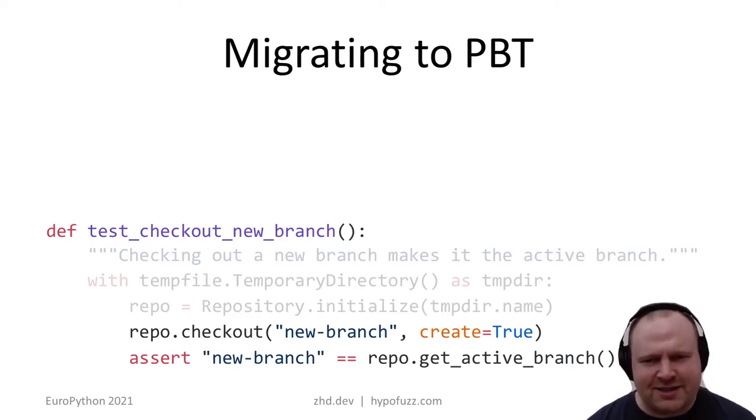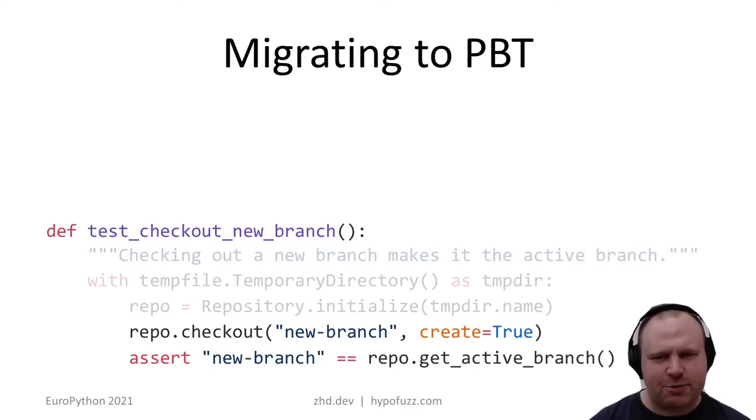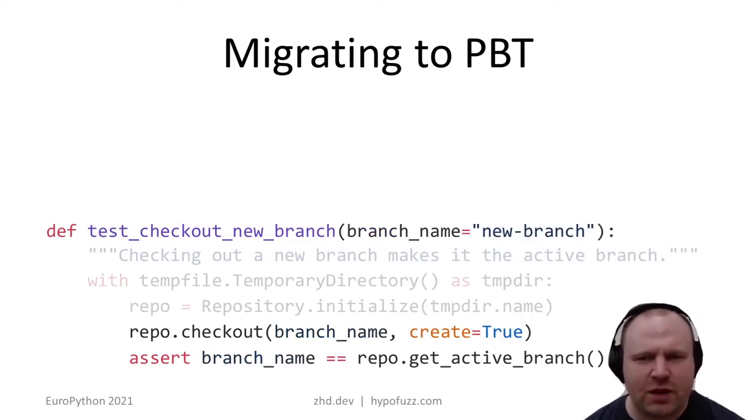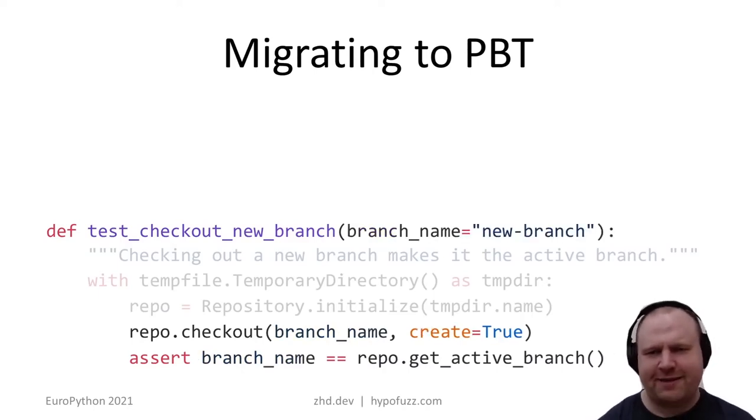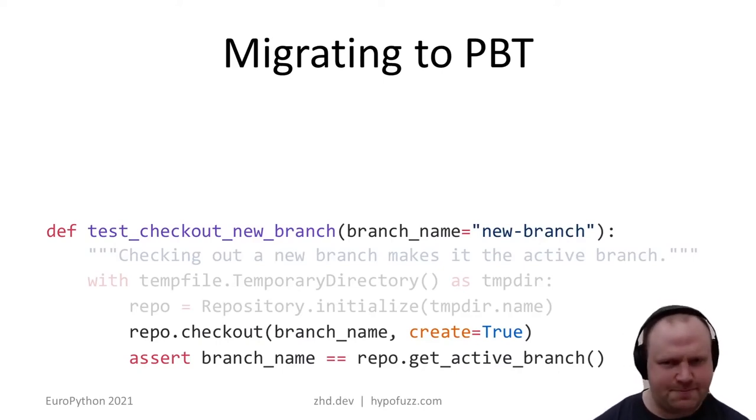So let's start with this test, which says that if you check out a new branch, that makes it the active branch. We set up a temporary directory, we initialize a repository, we check out a new branch, and then that should be the active branch. Well, the first thing we could do to make this a little clearer is to pull out new branch as an argument to the test. We've set it as a default value, so there's no semantic change, but this does make it a little clearer to the reader that the specific value of the branch name shouldn't affect this test.